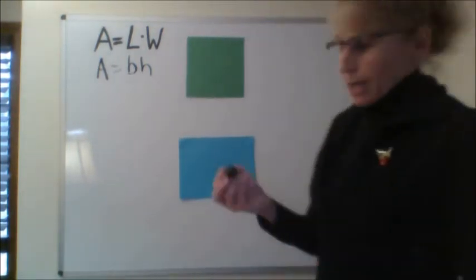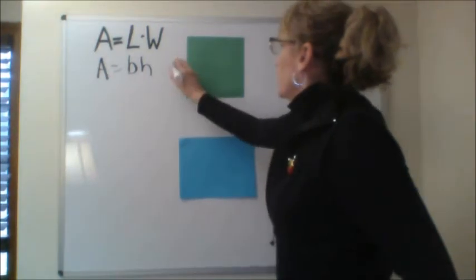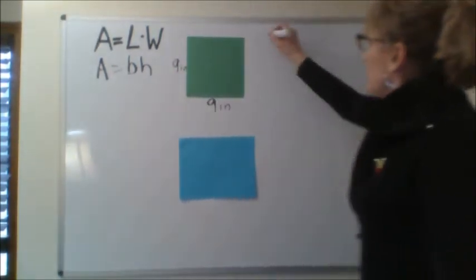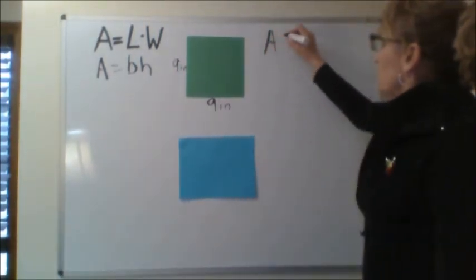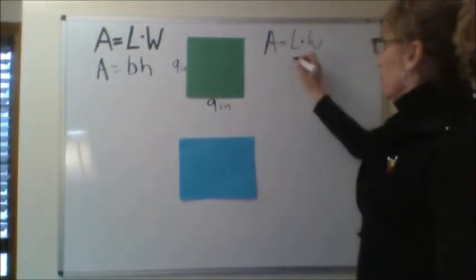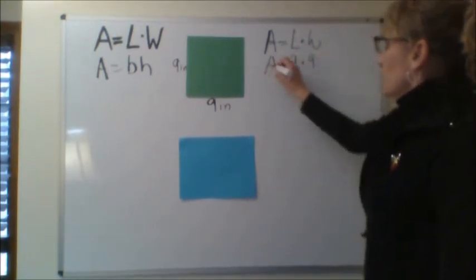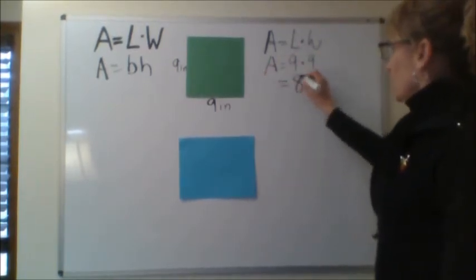If our square has the dimensions of, let's say, 9 inches by 9 inches, I would use our formula area equals length times width, plug in our 9 times 9, and then when we multiply it, we get 81.